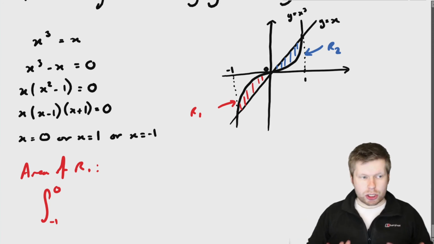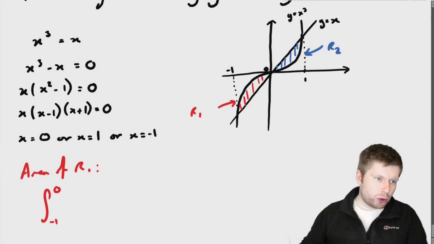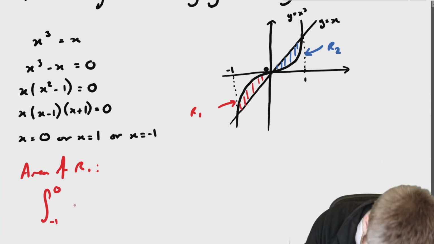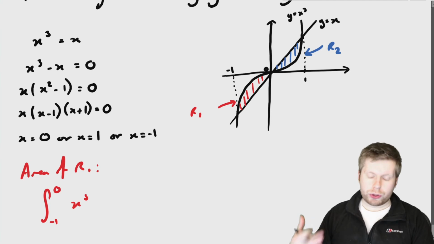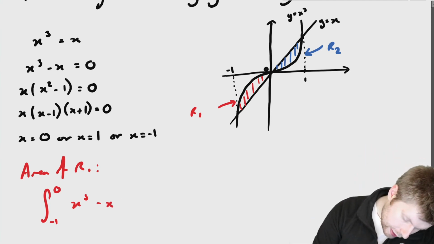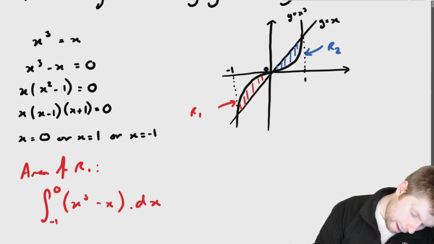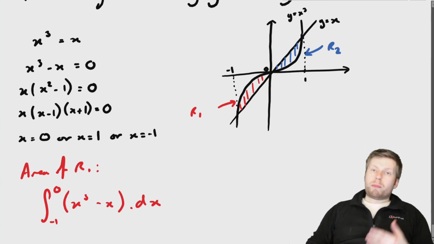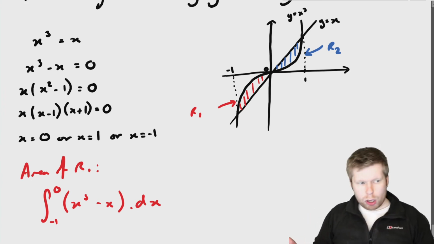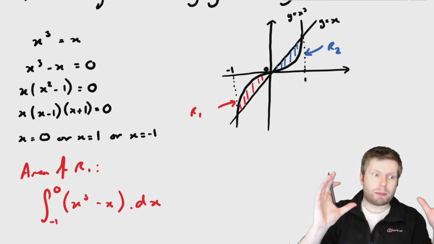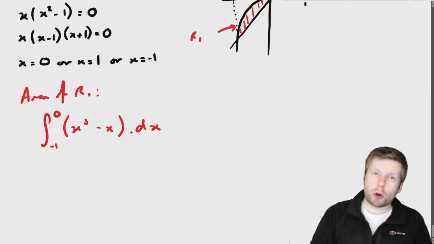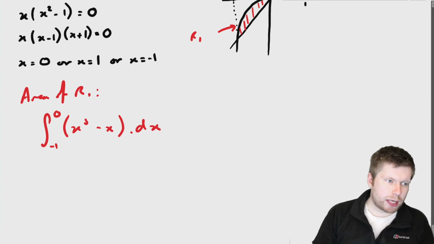So in this case, my top curve is the x cubed curve, and my bottom curve is y equals x. It shouldn't matter too much, because I can always go back, and if it comes out positive or negative, it's not an issue because I just know I need the positive value anyway. But always think: top curve take away the bottom curve. So x cubed take away x.